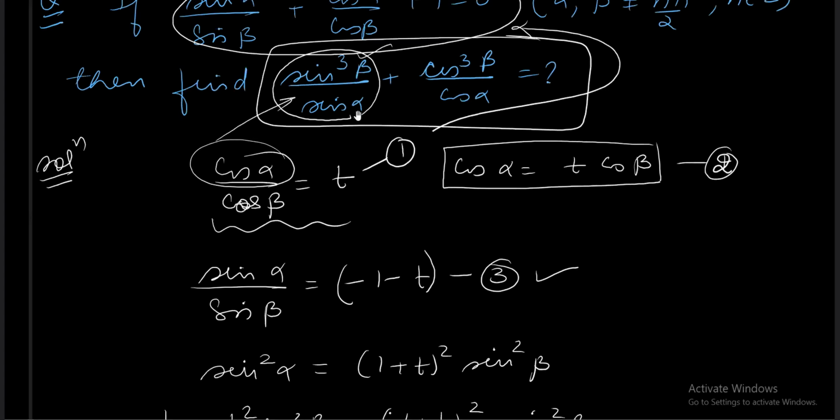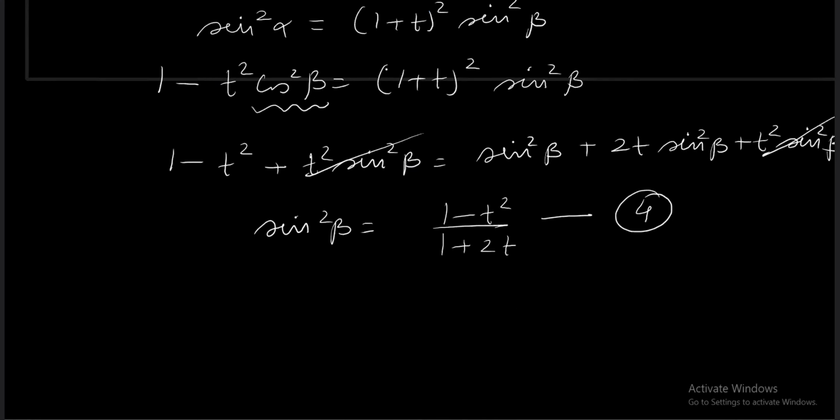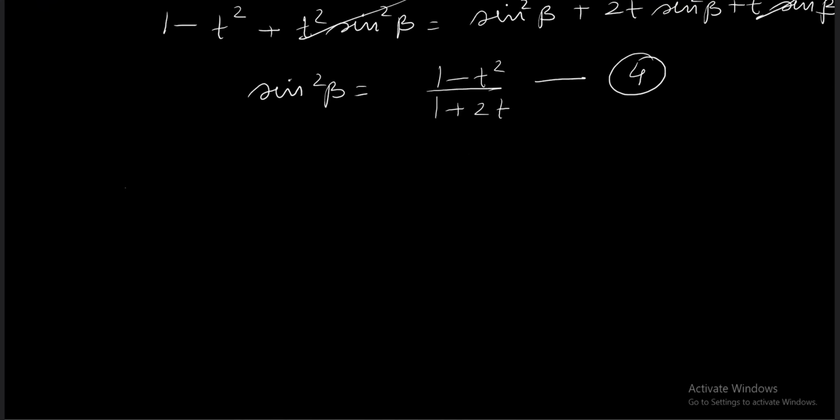तो मेरे पास already sin beta by sin alpha value तो था, but additionally that sin square beta was required. So I just calculated it and now I'm going to make use of it over here. कैसे use करेंगे? Sin cube beta upon sin alpha. पहले question लिख लेते हैं what I need to calculate. So sin cube beta upon sin alpha. Then what do we have? Cos cube beta upon cos alpha.